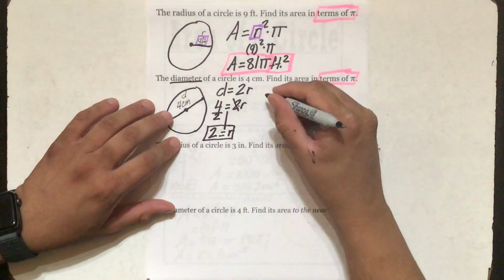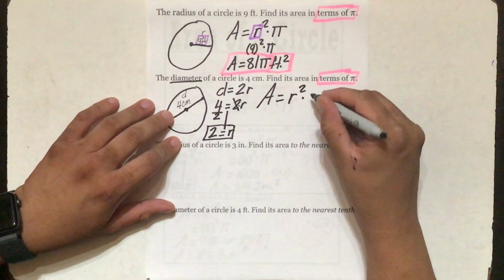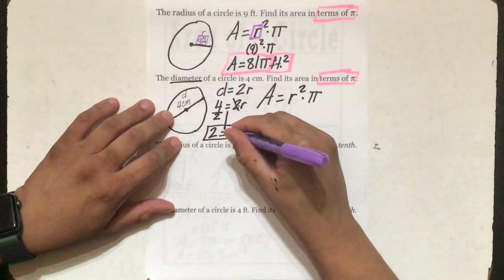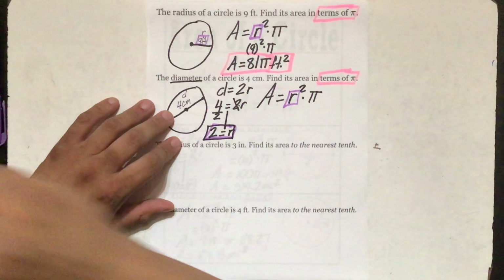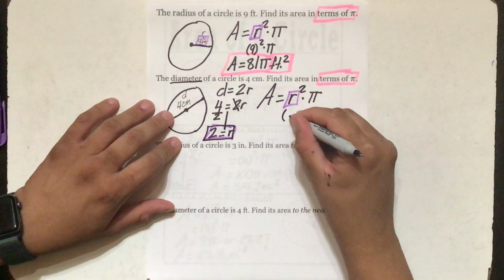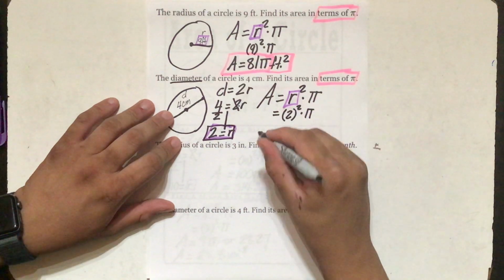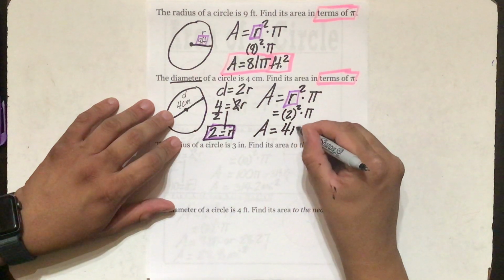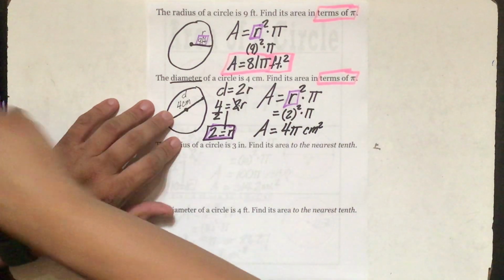The area is equal to R squared times pi. How much is R? Let's not forget our R is in purple, right? R is 2. So parentheses 2 squared times pi. So area is equal to 2 squared, which is 4, times pi is 4 pi. We're dealing with centimeters here, so we say centimeters squared.